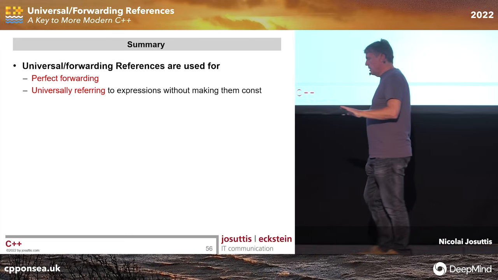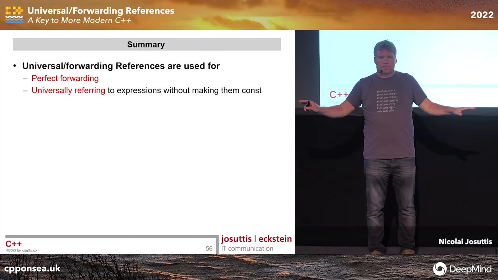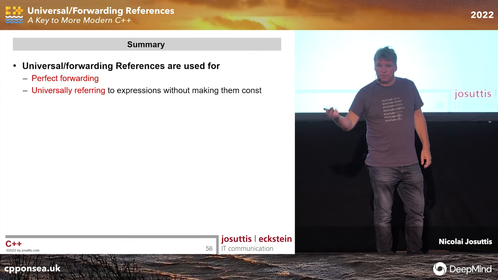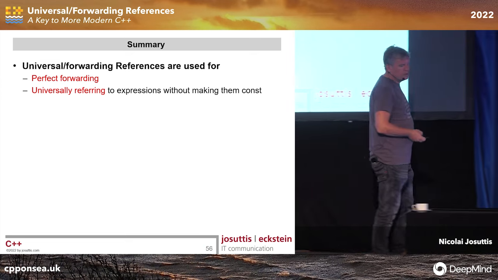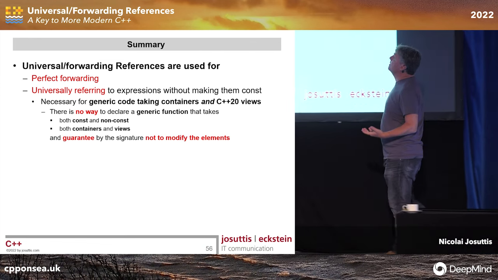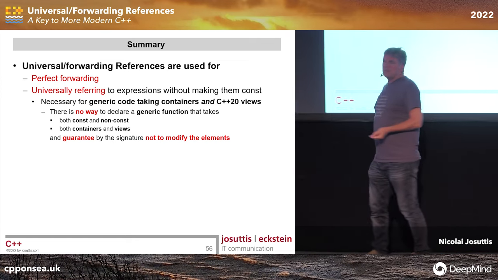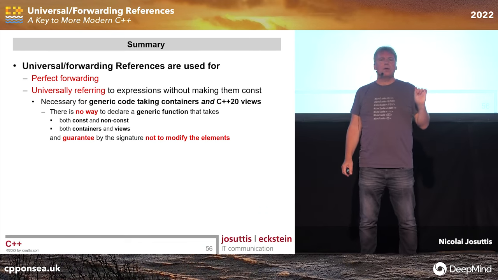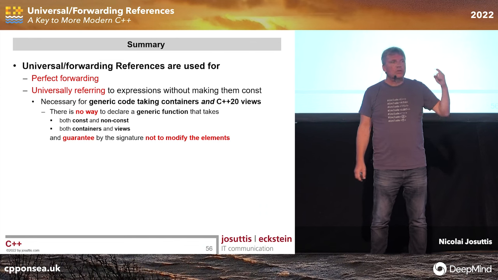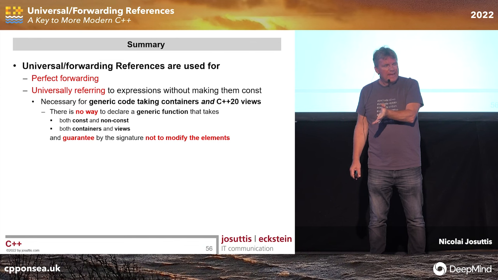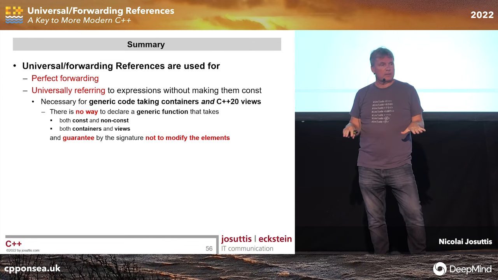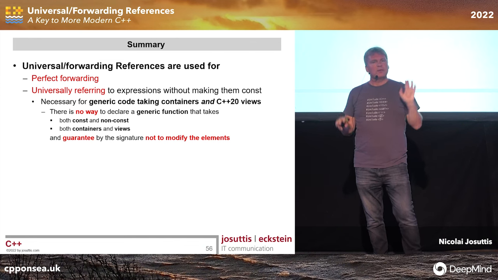You just saw in your view code, there was nothing with forward. We just needed the benefit to refer to something without making it const, even if it's an rvalue. So that's where we need a universal reference. And it's necessary now for generic code taking containers and all of C++20 views. Please note, in C++20, there will no longer be any way to declare a function that takes both non-const and const containers and views, and guarantees that the elements are not modified, not by the signature. You have to do something inside the function to fix that. I think that's a nightmare. We lose some of the most important things.